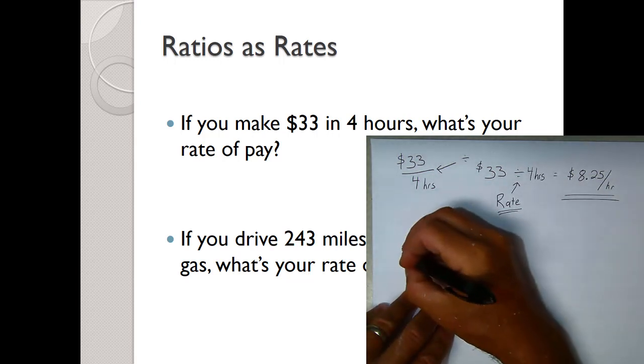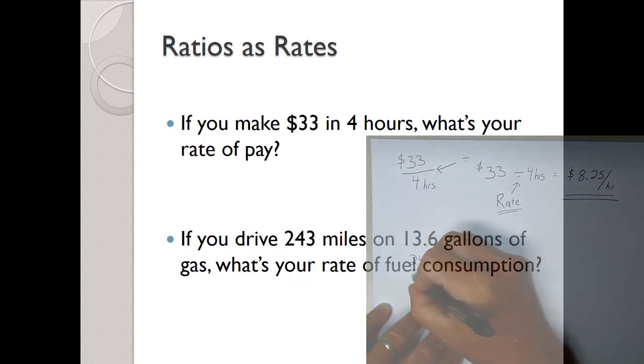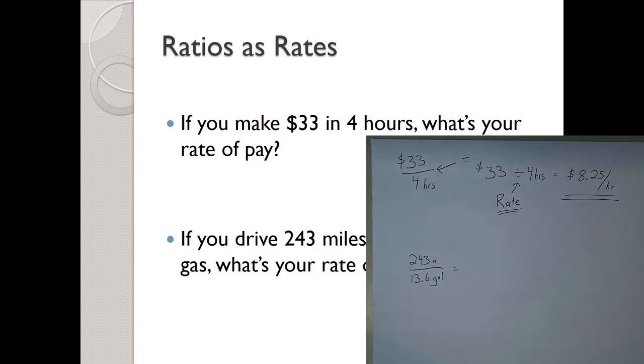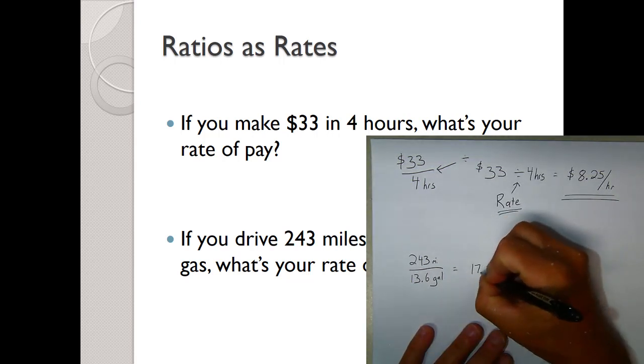Okay, the second one that's here, if you drive 243 miles and you use 13.6 gallons of gas, we could put that in lowest terms, but that's a lot of work. Instead, we'll just divide that out. 243 miles divided by 13.6 gallons. If you divide that, you get 17.9.